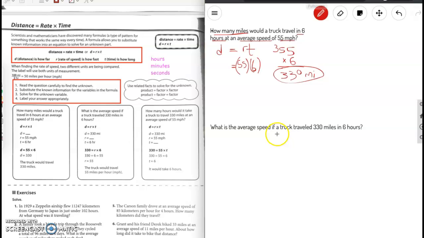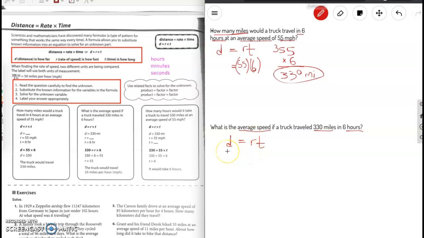What is the average speed if a truck traveled 300 miles in 6 hours? Do you see how I'm underlining these keywords? This will help you figure out which ones are the known variables and which ones are the unknown. Okay, so what are we trying to find? What's the unknown? Average speed. So average speed is R, so we don't know R, we need to find R.